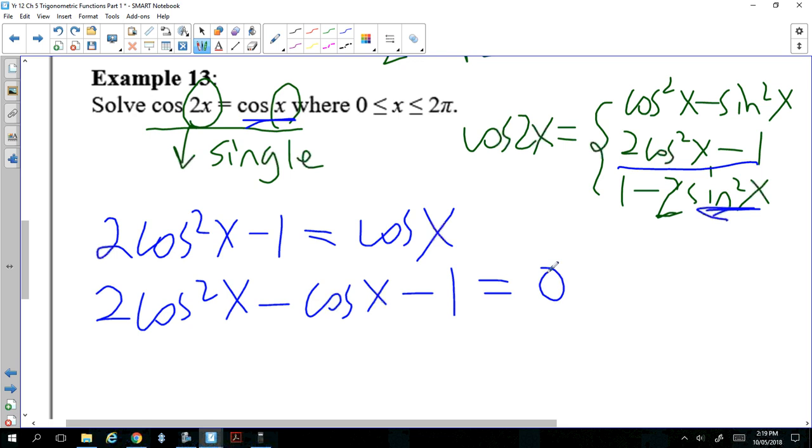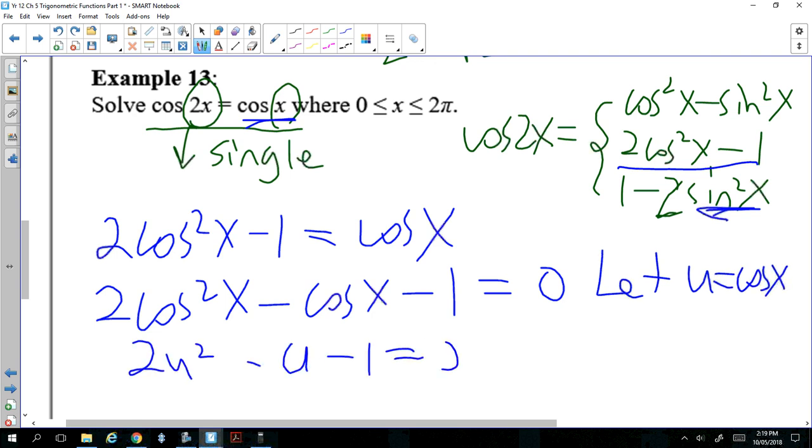Solve for u. Have a try. And then once you find u, find x by solving a trig equation. Have a go. You can solve it by using the quadratic formula or by factorizing. Up to you what to do.